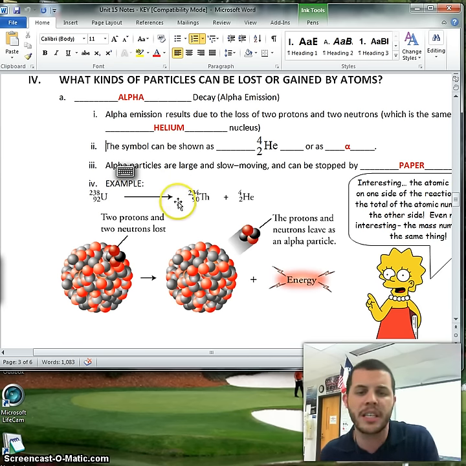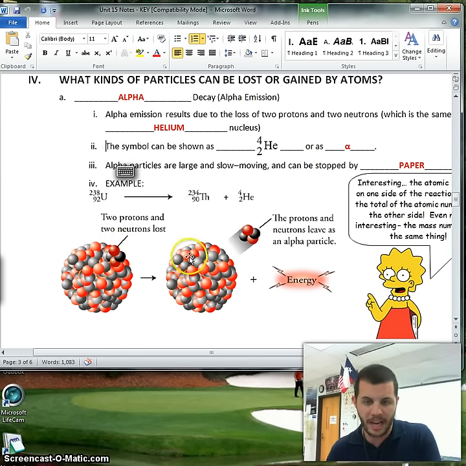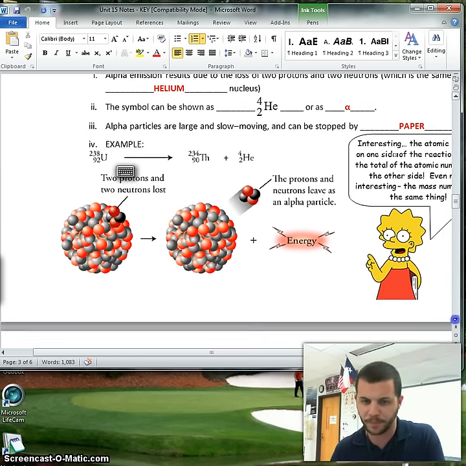And so we can actually see where we form a brand new element. So I start with this large element here. I lose the 2 protons and 2 neutrons, or the alpha particle, and that's what gives me this new nucleus and an alpha particle.